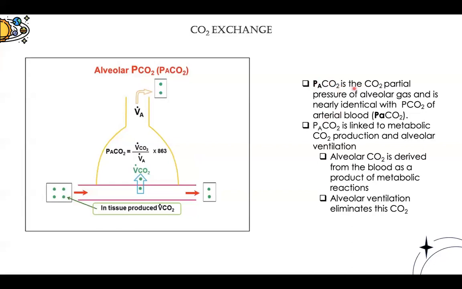Again, it says here PaCO2 is the carbon dioxide partial pressure of alveolar gas and is nearly identical with PaCO2 of arterial blood. Again, because you only get it from the blood, you don't get any from the outside, right? And PaCO2 is linked to the metabolic carbon dioxide production and alveolar ventilation. Alveolar CO2 was derived from the blood as a product of metabolic reactions, and alveolar ventilation eliminates the CO2. So this is very important: alveolar ventilation eliminates CO2. So PaCO2 is inversely proportional to alveolar ventilation. If I increase alveolar ventilation, I would decrease PaCO2.